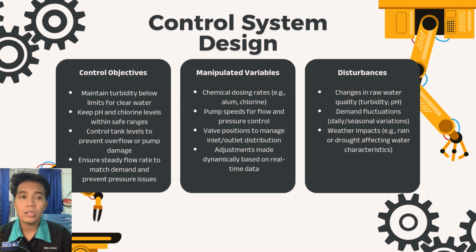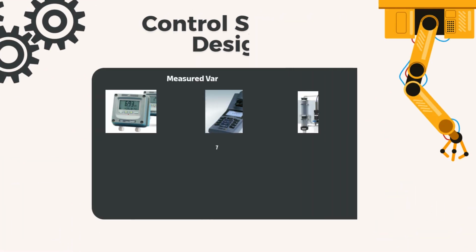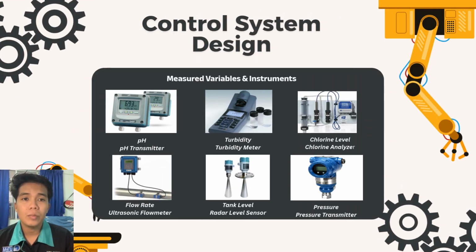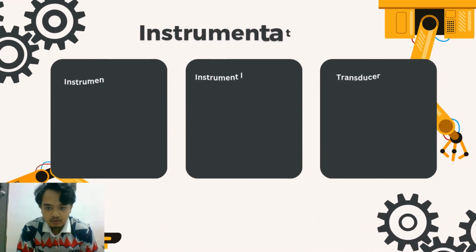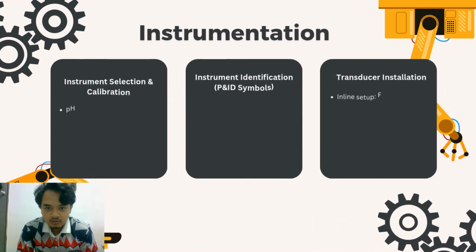drought affecting water characteristics. For the measured variables and instruments, we choose the pH transmitter, turbidity meter, third, chlorine analyzer, four, ultrasonic flow meter, five, radar level sensor, and last, pressure transmitter. Thank you.